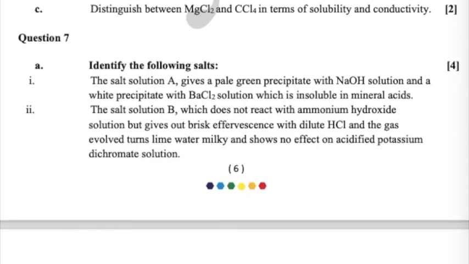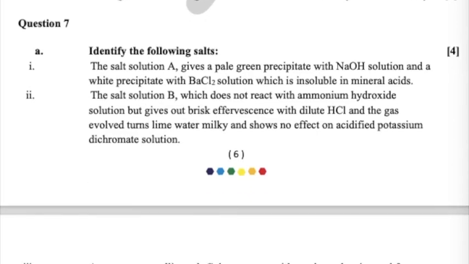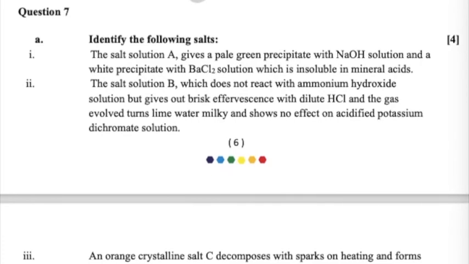I can argue afterwards. Yeah. Vedant, question 7. Okay, next question. Identify the following salts. The salt solution A gives a pale green precipitate with NaOH solution and a white precipitate with BaCl2 solution, which is insoluble in mineral acids. Ferrous sulfate.